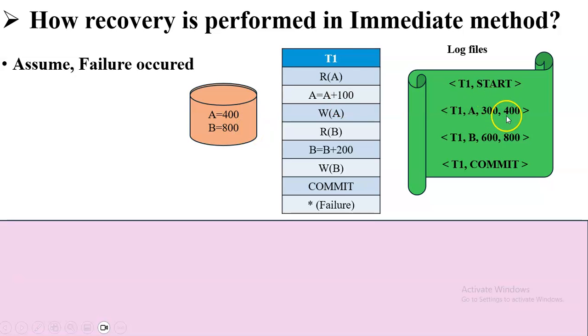Why? Because the new values in the log are 400 and 800. Now let's say after this commit, the failure occurred. Now let us understand how it recovers. There is a recovery manager who checks the log file of the transaction and understands that the failure has occurred after the commit protocol.